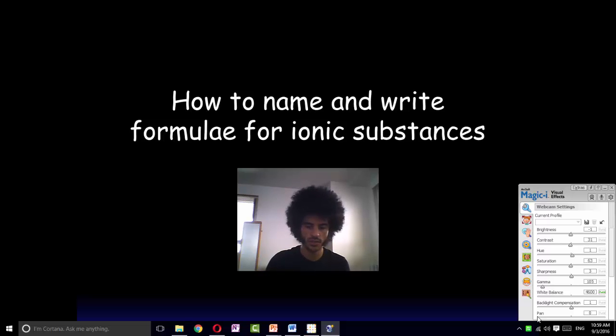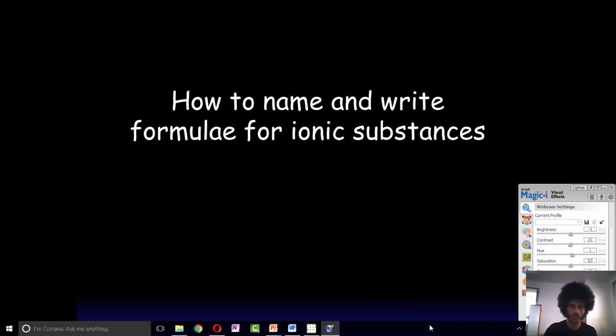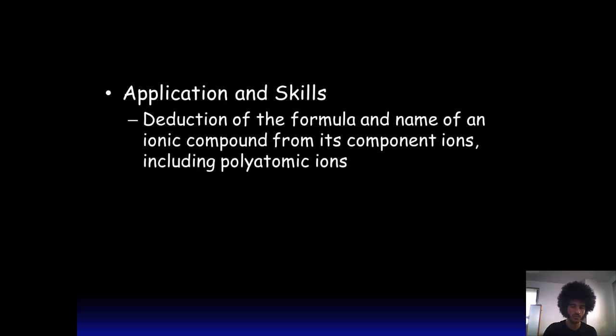So, let's get started. Before I go anywhere, I'd like to talk about the particular IB focus. It's under the application and skills of 4.1, and the particular statement that you have to be good at is the deduction of the formula and name of an ionic compound from its component ions, including polyatomic ions, and that includes knowing what the polyatomics are, and we'll cover that a little bit later.